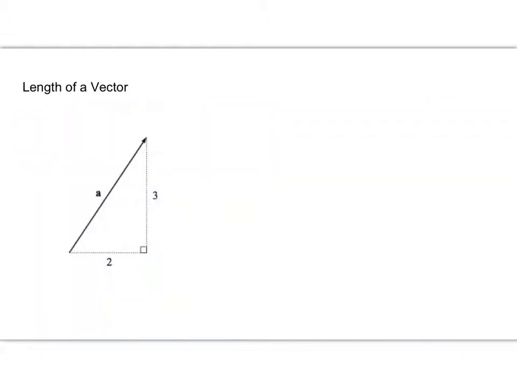All right, the other thing we need to talk about is the length of a vector. You'll see here that I have vector A, and it has the x component of 2, and the y step is 3, and I have it drawn here for you. If I want to find the length of this vector, I can simply use the Pythagorean theorem. I have a side length of 2, a side length of 3, so I can use a squared plus b squared equals c squared.